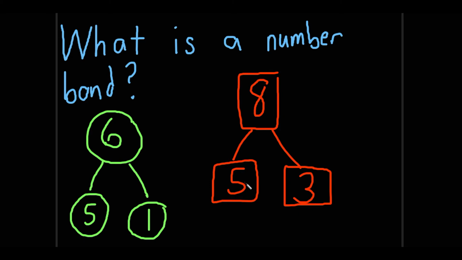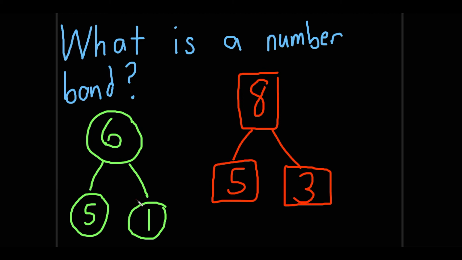So yes, a number bond shows the addition fact 5 plus 3 equals 8. It also shows the addition fact 3 plus 5 equals 8. But it also goes ahead and does the related subtraction fact as well. 8 minus 5 equals 3. 8 minus 3 equals 5. 6 minus 1 equals 5. 6 minus 5 equals 1. So number bonds are way more than just a representation of an addition fact. In fact, if you want to use Common Core language, you're composing and decomposing numbers.